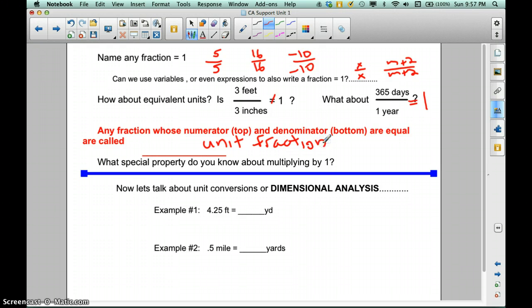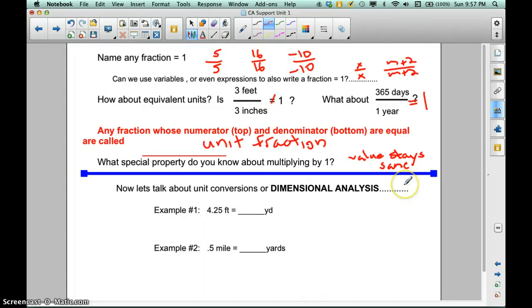What special property do you know about multiplying by 1? How can we use a unit fraction, a fraction equal to 1? Well, you know that if you multiply something by 1, the value stays the same. 3 times 1 is still 3. 7 times 1, still 7. x times 1, still x. So it retains the value.